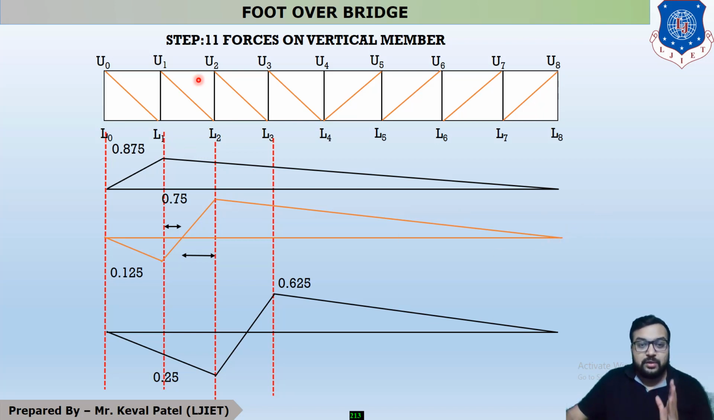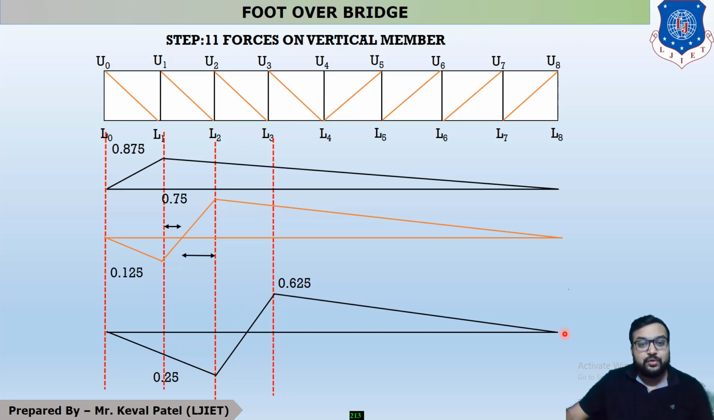Okay, now your third member is U2L2. For the upward member, your maximum answer is at the next point, that is, at U3. And for the bottom member, your maximum answer is at the point below that point. So it is 0, 2 by 8, 5 by 8 and 0. So 0, 2 by 8 means 0.25, 5 by 8 means 0.625, and at last it is 0.